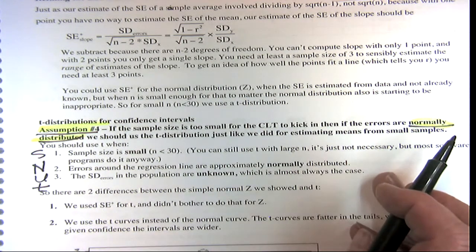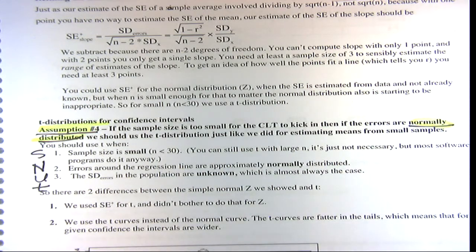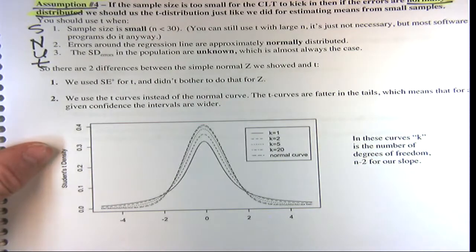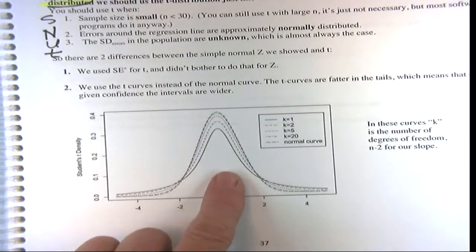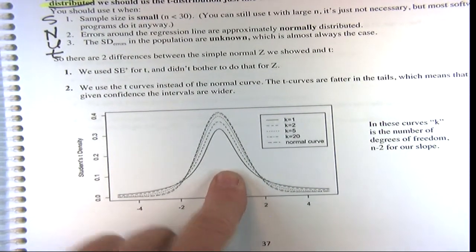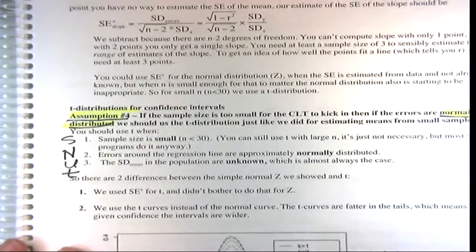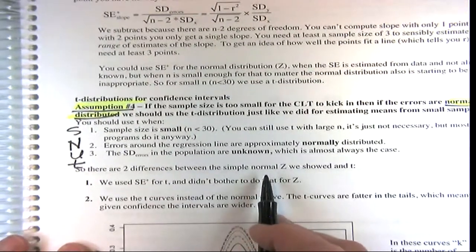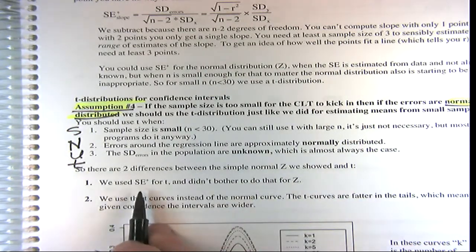with large sample sizes, you'll see here in this illustration, we'll talk about it in a minute, the t curves and the z curves with large n look almost the same. So we'll look at that in a minute. But first, let's finish here. So there are two differences between the simple normal z we showed and the t. The first is that we use a bigger standard error plus.